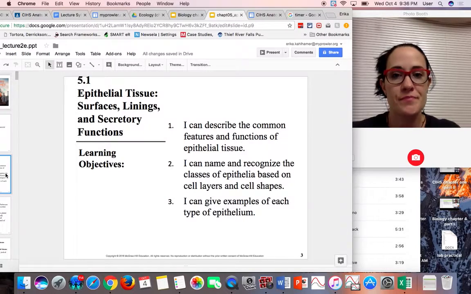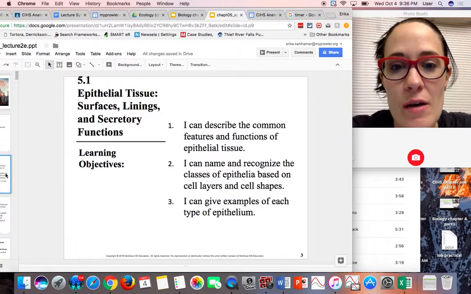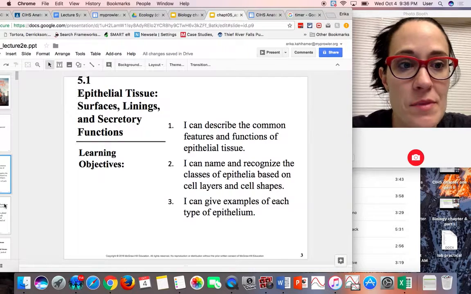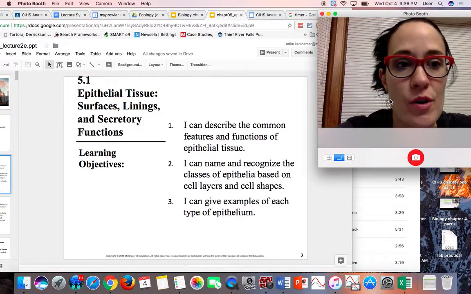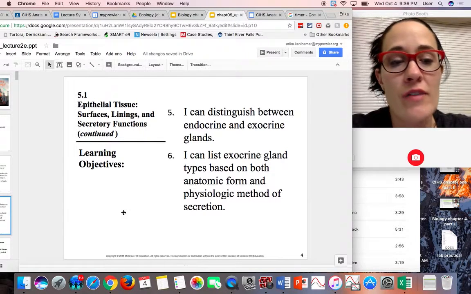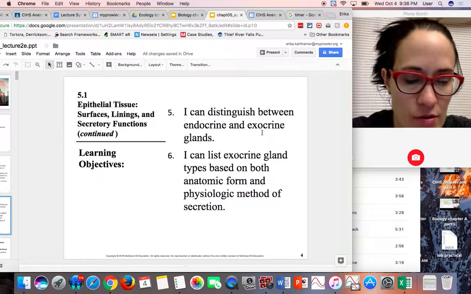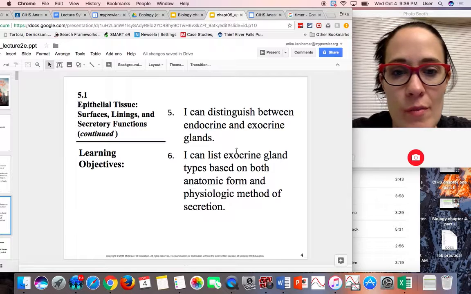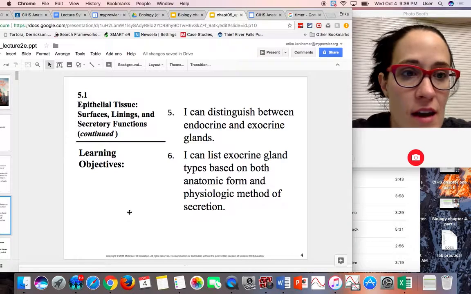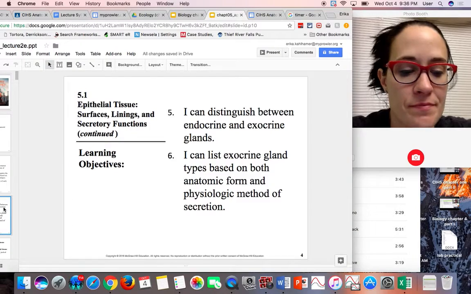First, we're going to talk about the common features and functions of epithelial tissue, and then we're going to learn how epithelial tissue is named, and then we'll talk about specific types of epithelial tissue, examples of where you can find those, and then we're going to talk about glands that are often found in epithelial tissue called exocrine glands, and what's the difference between endocrine and exocrine glands, and then we'll talk about how exocrine glands are designated based on anatomy, what they look like, and then their physiology.